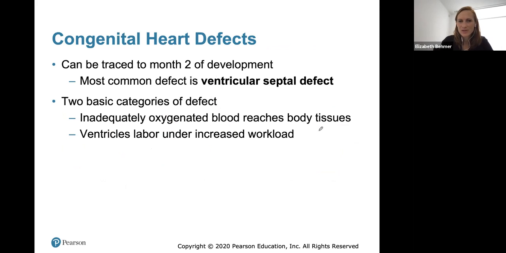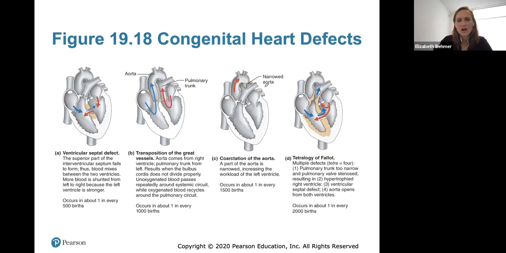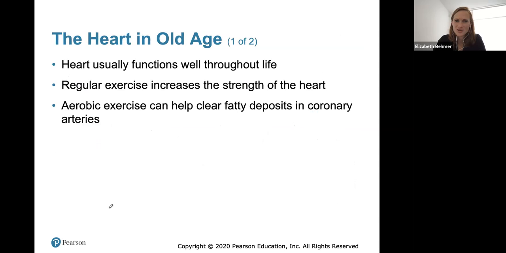Congenital heart defects can be traced to month 2 in the development. The most common defect is a ventricular septal defect. So the wall between ventricles isn't there. There can be inadequate oxygenated blood reaching body tissues, so the ventricles will labor under an increased workload. So here are some congenital heart defects. I don't ask you guys questions, but it's a little interesting to take a look at this and spend some time. You can see here how often it occurs, in 1 in 500. So you can go through that on your own.